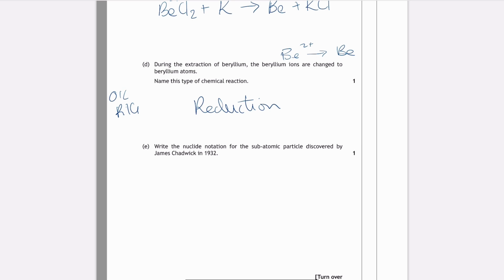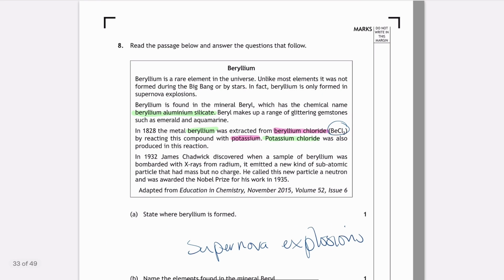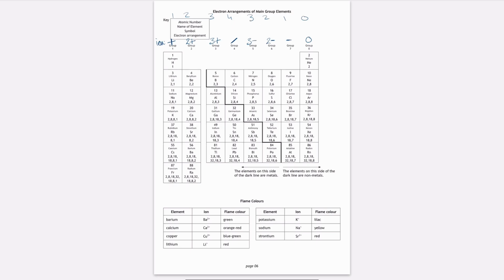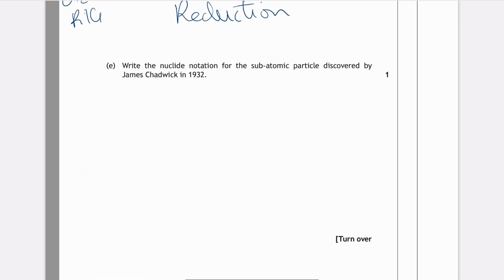For E, you're asked to write the nuclide notation for a subatomic particle discovered by James Chadwick. So if we go back to the passage, again, we're looking for what the subatomic particle might be, and we can see that James Chadwick called his new particle a neutron. So hopefully from the nuclear chemistry topic, you can remember the nuclide notation for a neutron. It's just n with a mass of 1 and atomic number of 0, and there's no charge on it at all. Okay.